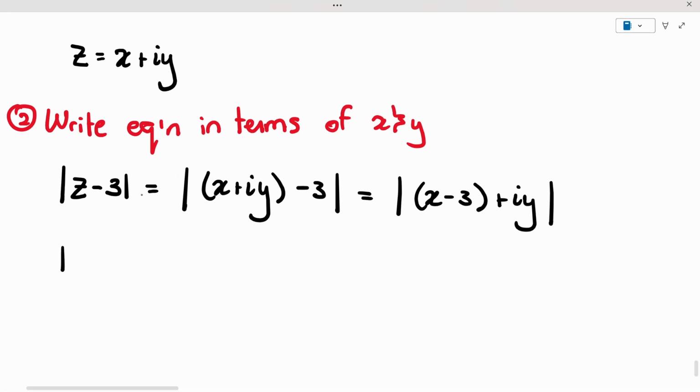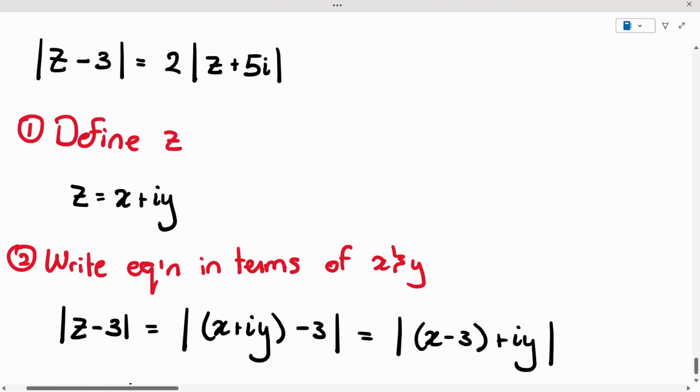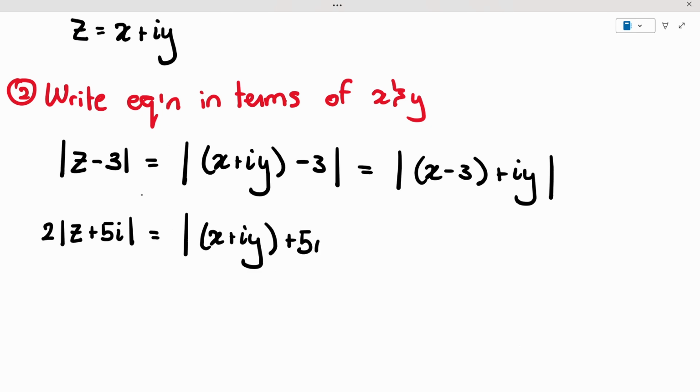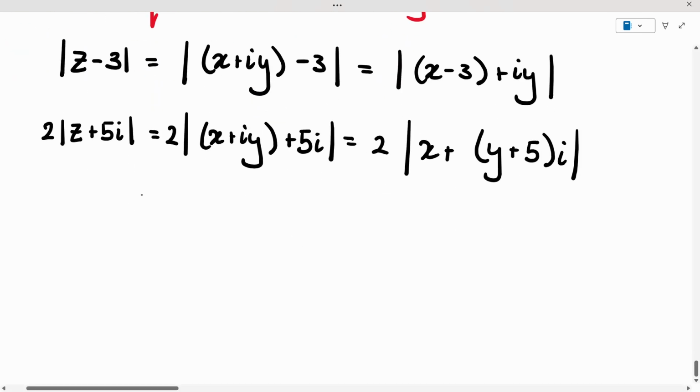On the right-hand side, we have 2 times z plus 5i. Yeah, so we just do the same exact thing. We substitute and we write x plus iy plus 5i equal to 2 times, and we can group it again, x plus y plus 5i. Right. So these two things are equal.